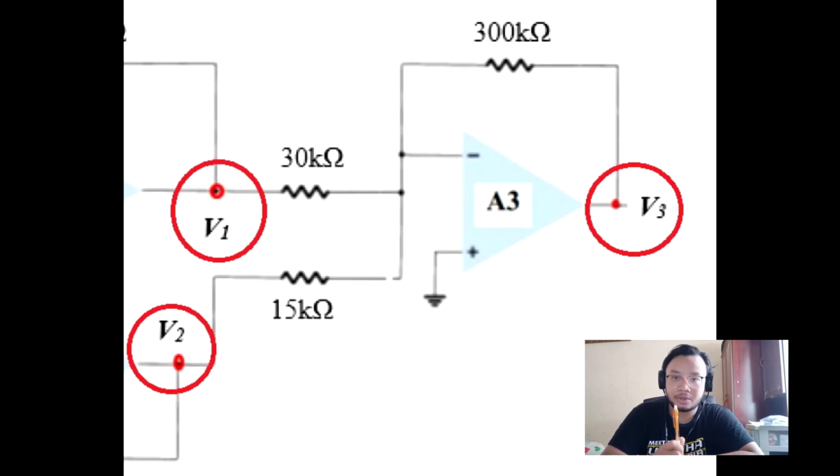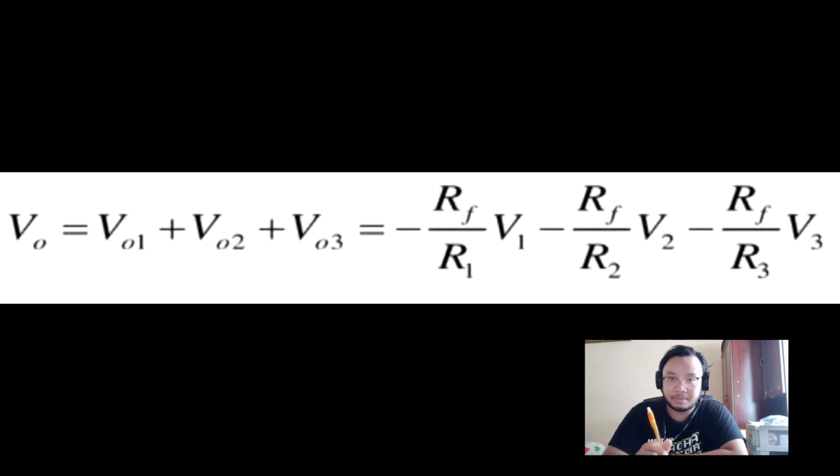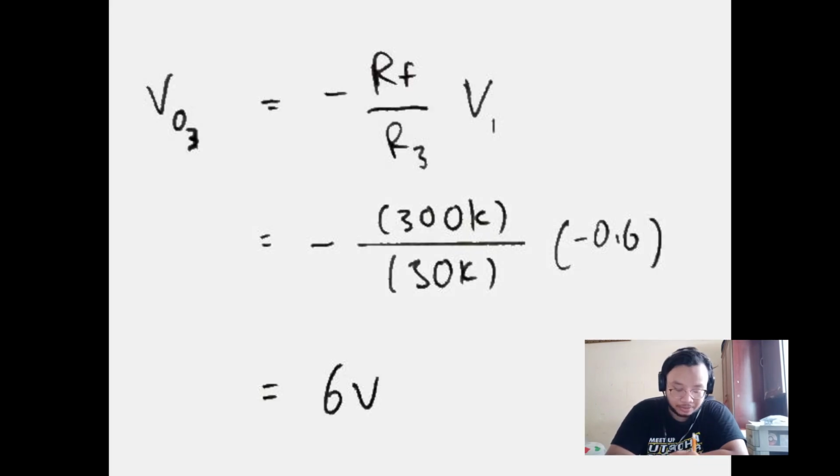And for V3, first we're going to take a look at this formula again. It is the same as we did in V1. First, I'll use the voltage output that we get from V1 in this formula. For RF, we're going to be using the 300k ohm resistor value, and for R3 we're going to be using the 30k ohm value. Ignore the second voltage output here, and the output is 6 volt positive.